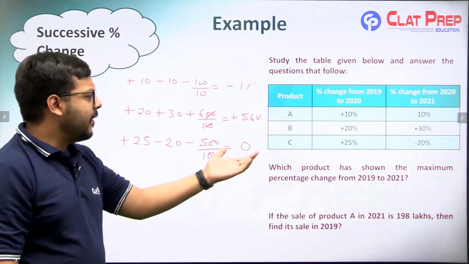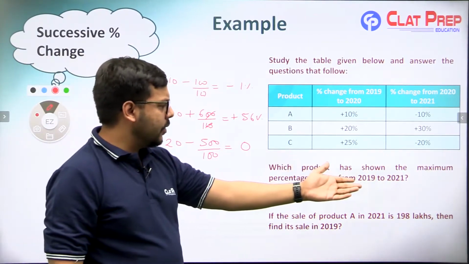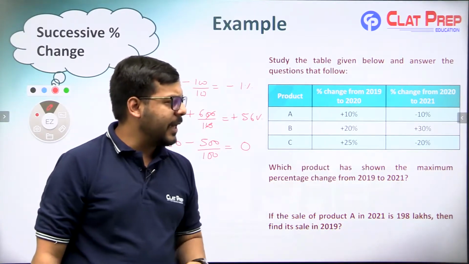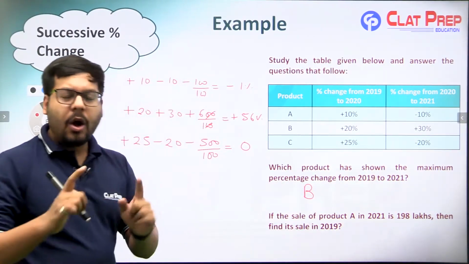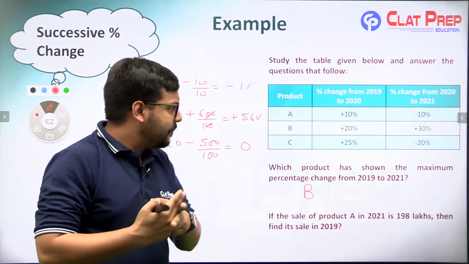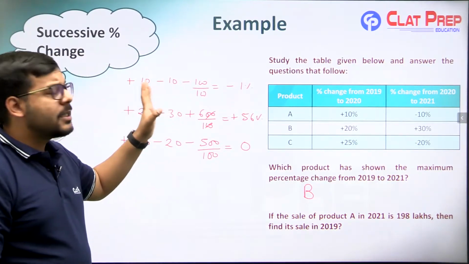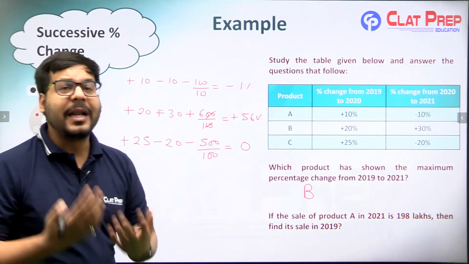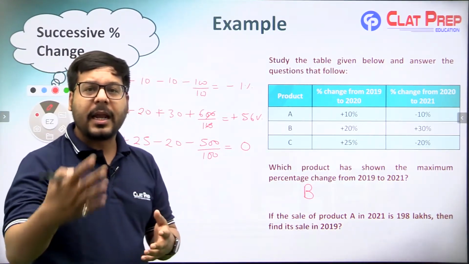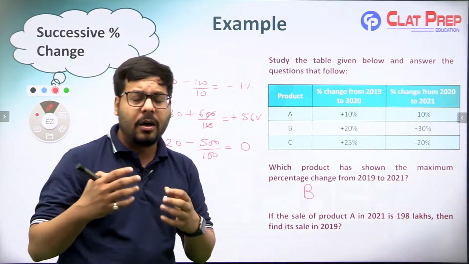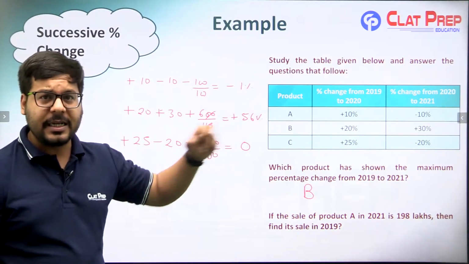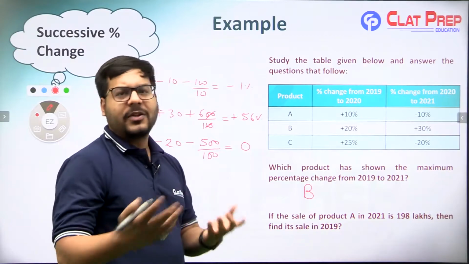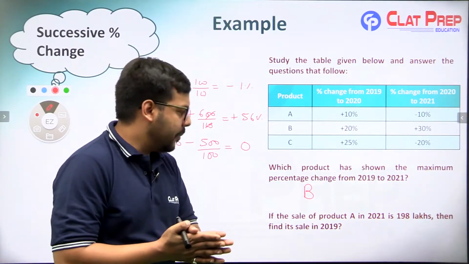Okay, now clearly we can answer the first question, which product has shown the maximum percentage change from 19 to 21? Obviously the answer will be product B. Also, I want you to realize that we can always calculate these numbers mentally. We need not write them again and again. Once you have gone through a decent practice, you can always calculate these successive percentage changes in your mind. Okay, so obviously it will help you save some time.